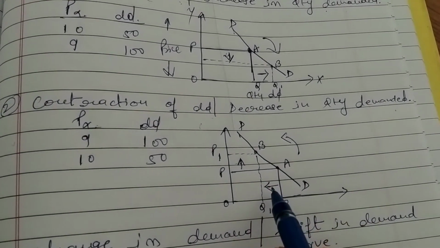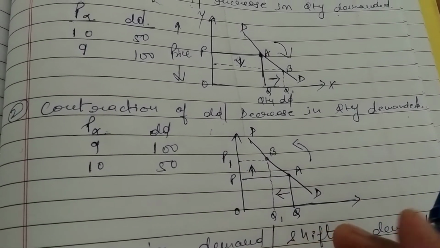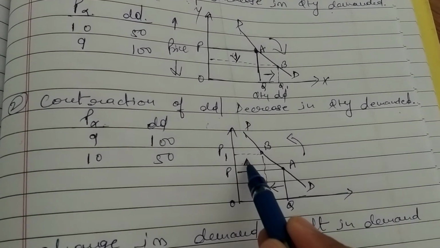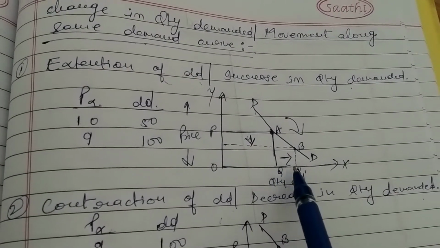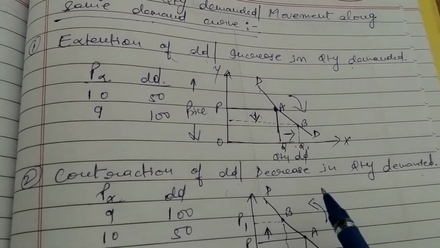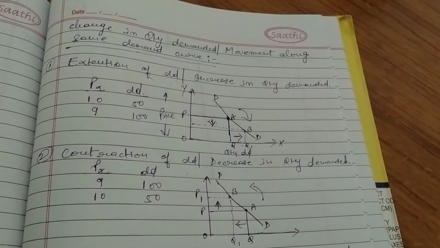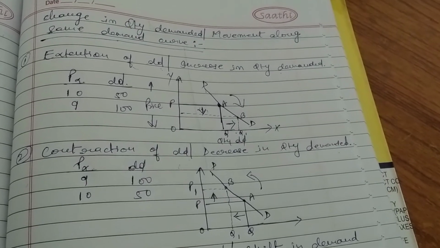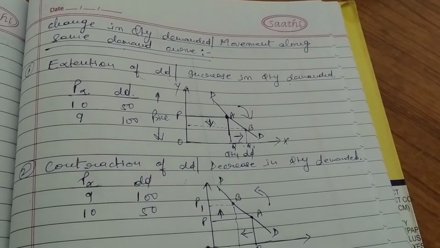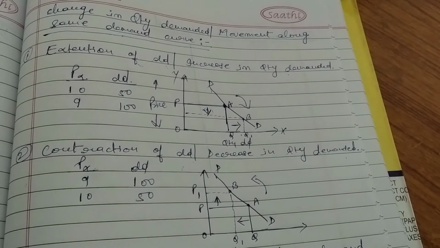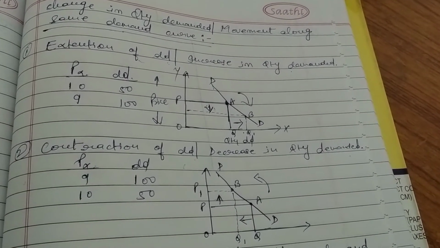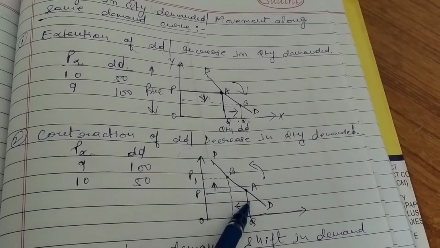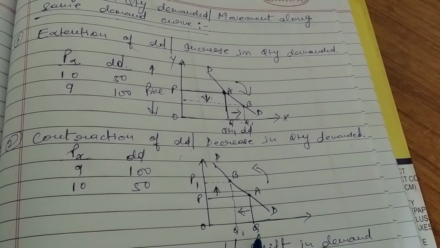Upward movement along the same demand curve shows contraction of demand, because demand contracts when there is a rise in price and demand expands when there is a fall in price. So this is very important to understand that change in quantity demanded will happen only when there is a change in the commodity's own price, keeping other factors constant. Change in quantity demanded is also known as movement along the same demand curve. Yes, there is a movement along the same demand curve, upward and downward movement.